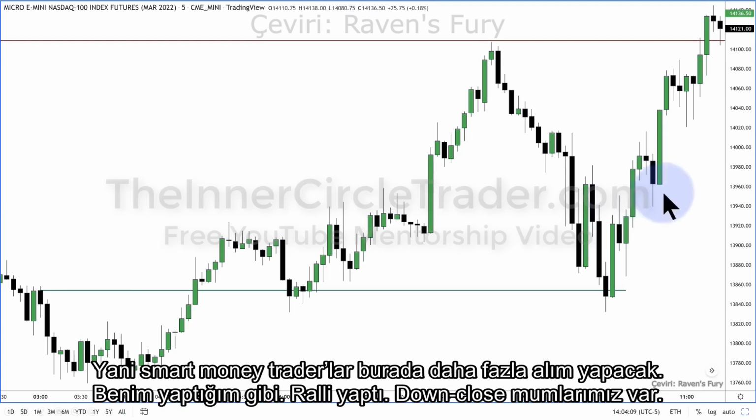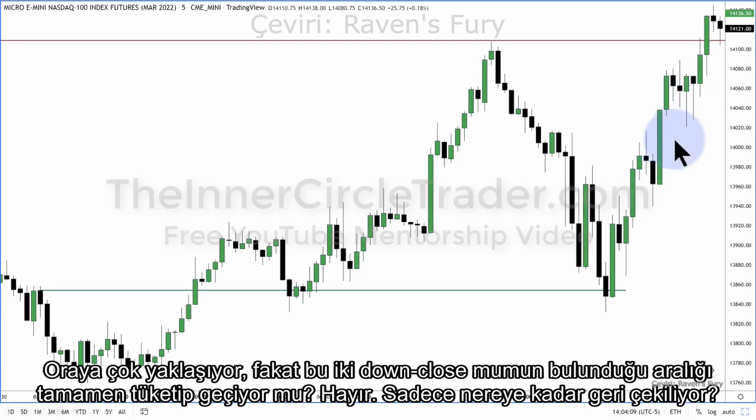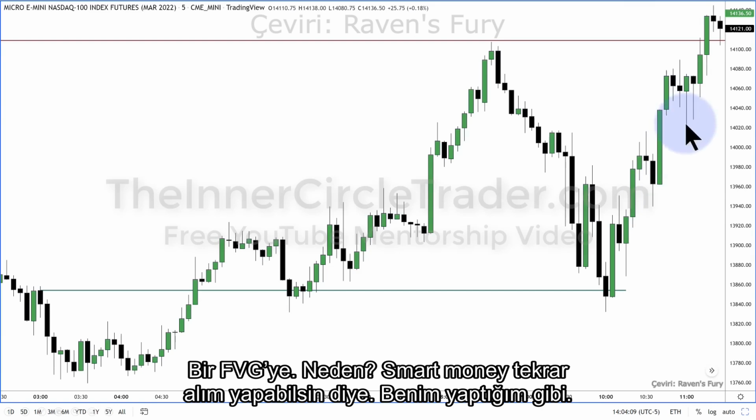So smart money traders are going to be buying more here, like I did. Rallied. We have down closed candles. We went above it. I'm not worrying about the market as long as it doesn't take out these two down closed candles. Trades down, gets real close to that, but does it eat up and go through that range of these two down closed candles? No, it just retraces down into what? An imbalance. Why? So smart money can buy again, like I did.